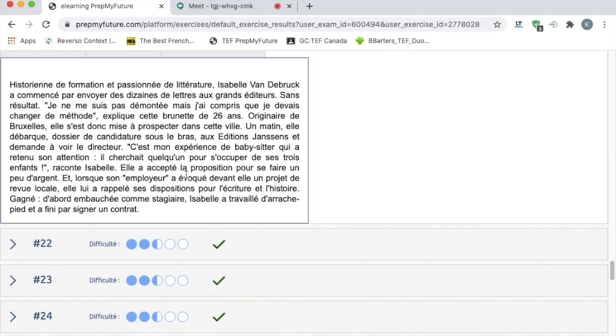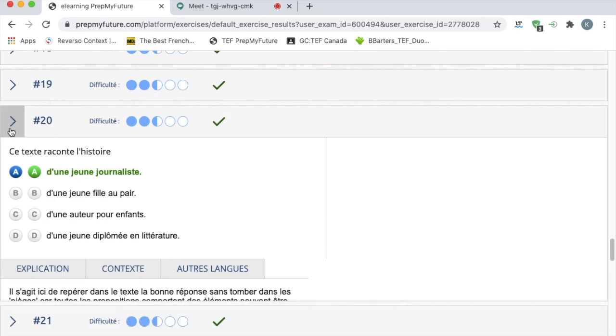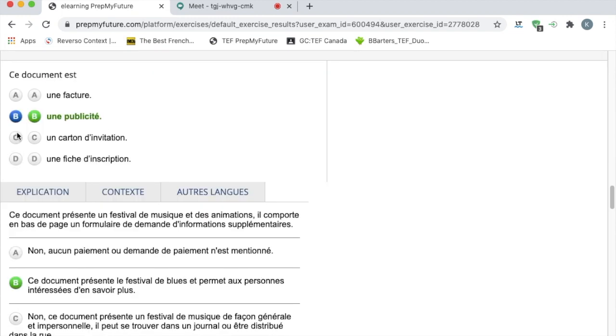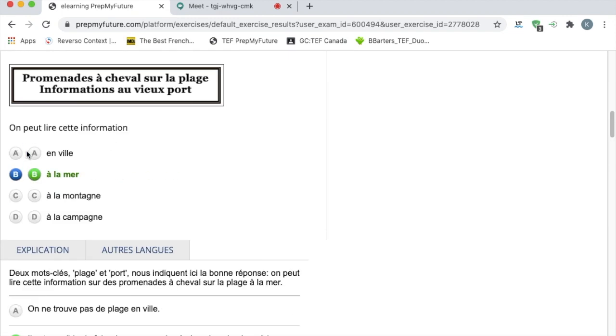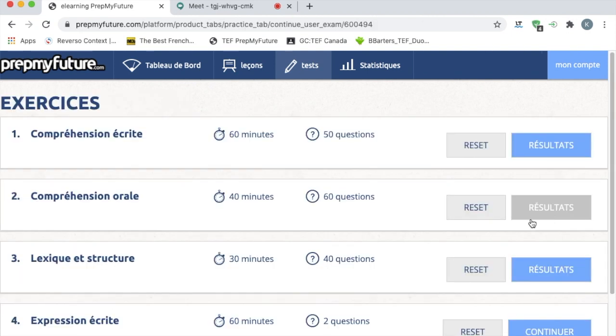So it's difficult. So that's why we'll have some shortcuts. We'll have some plans, tips, or strategies in place before we even go to the exam. So that was your comprehension orale, the listening.